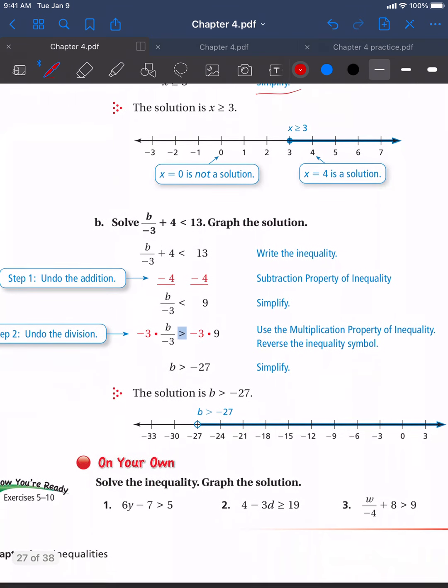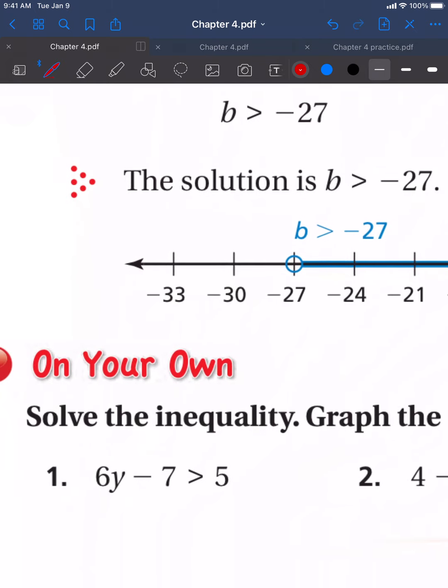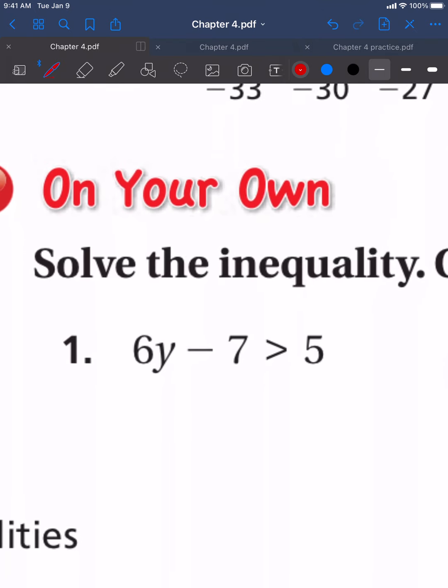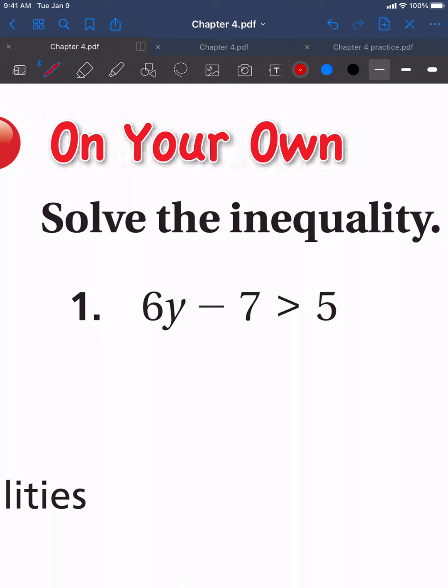I want you guys to go to the bottom of the page. We're going to do number 1. It says solve the inequality and then graph it. Go ahead and write down 6y minus 7 is greater than 5.